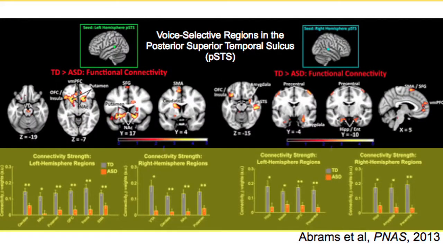In case you prefer to look at data in different forms, as you can see here in bar format, this effect was incredibly robust across all of the regions. So typically developing individuals have much stronger connectivity between these voice regions and the core of their reward circuitry, which suggests that indeed listening to the human voice may not be as salient or as rewarding for individuals with autism as it is in the neurotypical brain.